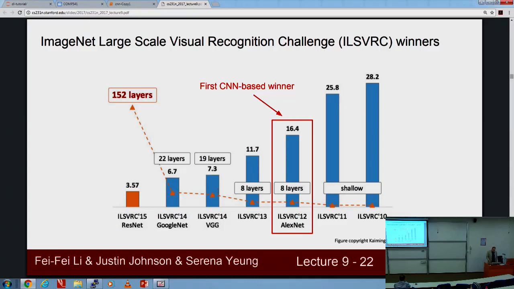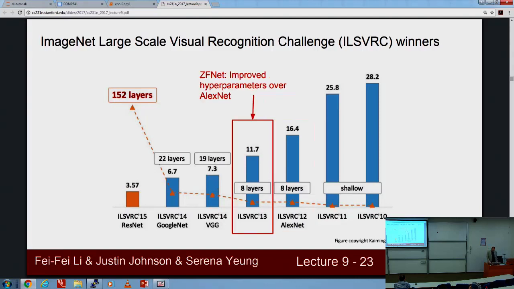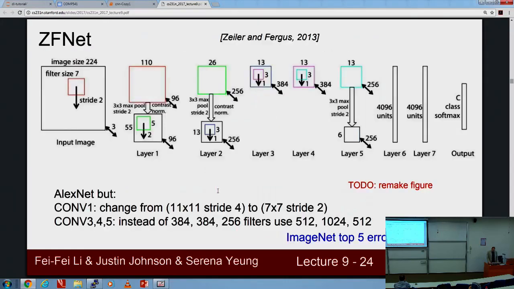And then starting 2015, things got crazy, and we have hundreds of layers now, and we'll come to that in a little bit. So yes, that was ZFNet, which was the hyperparameters.